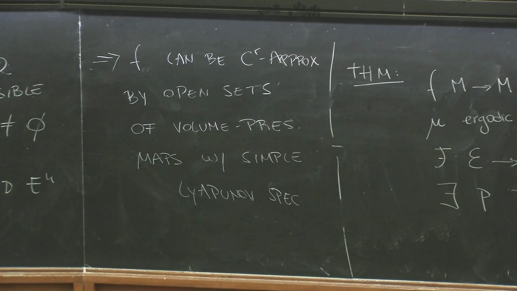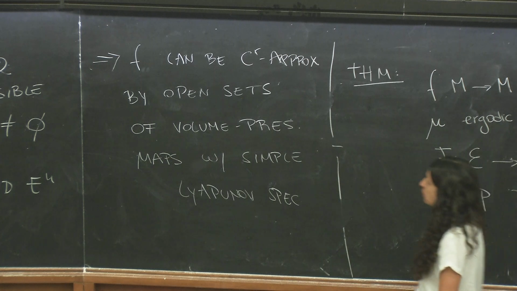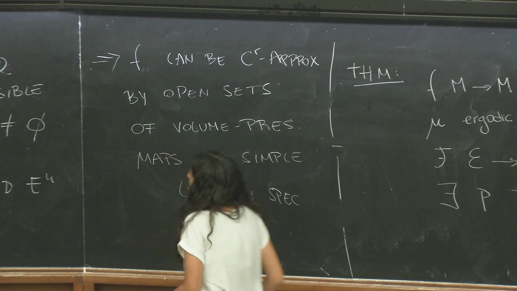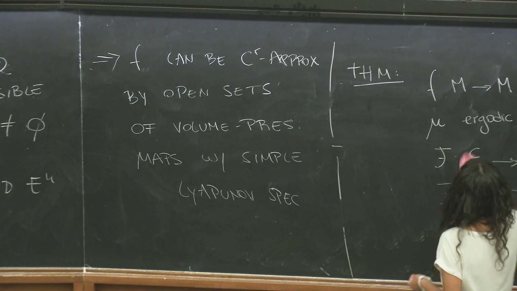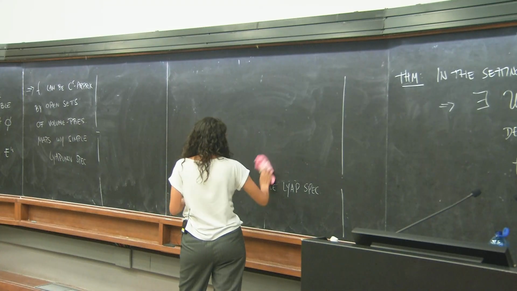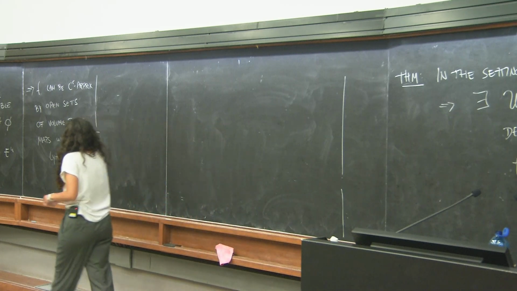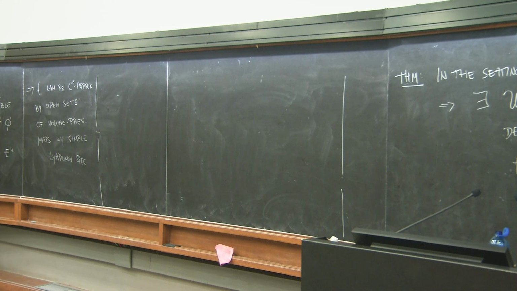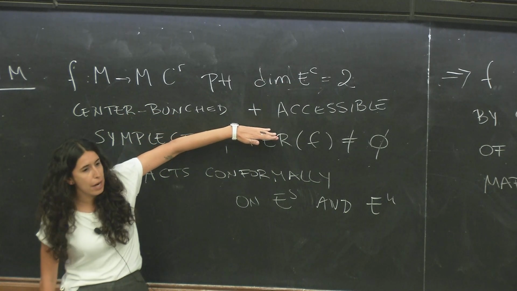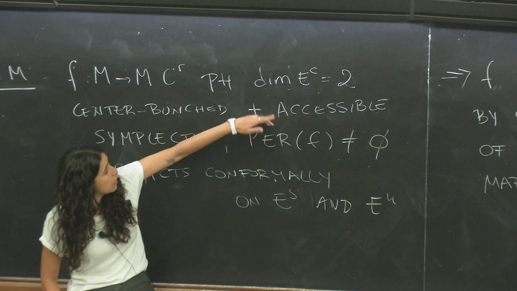Okay, so let me make some comments about the hypothesis. These hypotheses are all C^1 open, partially parabolic, not all of them. The one that I'm going to mention is partially parabolic with 2 center dimensions. Center bunching and accessibility are open conditions. Accessibility is open because I'm in 2-dimensional center.